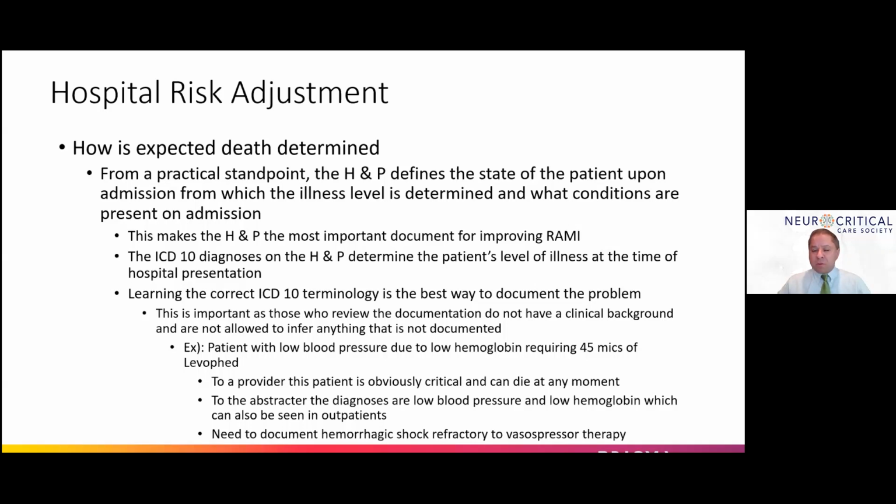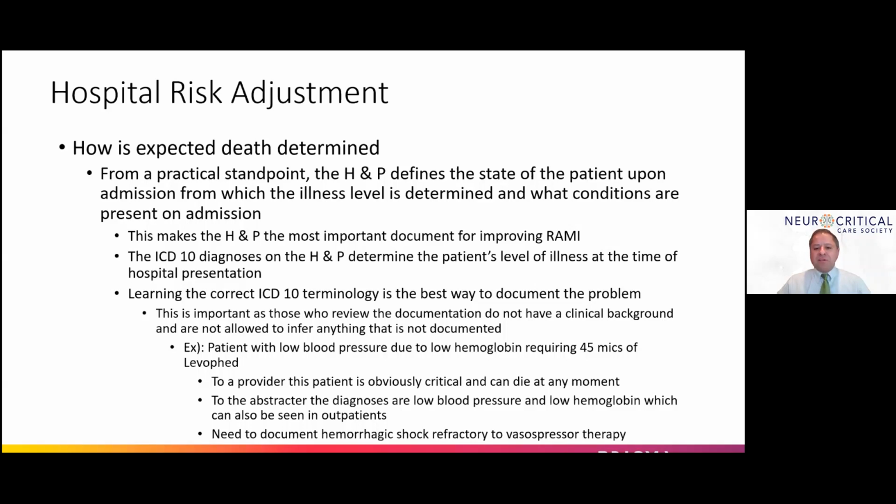So let's pause for a moment. Those who are reading your chart are abstractors, and they are not allowed to infer that the patient is ill, even though those of us that are medical providers, if we read that chart, it would be extremely obvious to us that the patient is critically ill. Here's an example. Patient with low blood pressure due to low hemoglobin requiring 45 mics of Levophed. Any of us that are medical providers, if we read that sentence, we know this patient is extremely ill and can die at any moment.